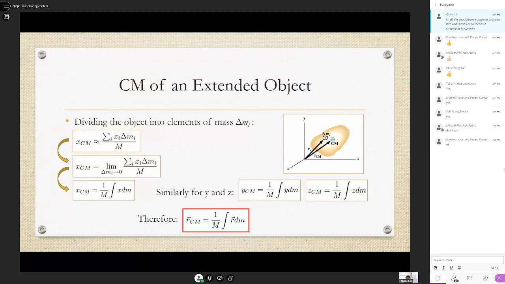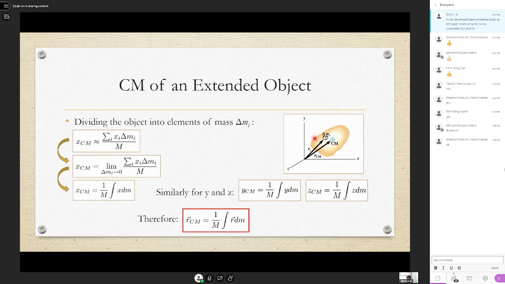How about for an extended object? An extended object is the same. That's why we learn about system of particles first. An extended object means an object with many, many points. So imagine this is the object. It's not a point anymore. There are many, many particles on it. They are stuck together, but there are many, many particles. So in the end, it's still the same as a system of particles.